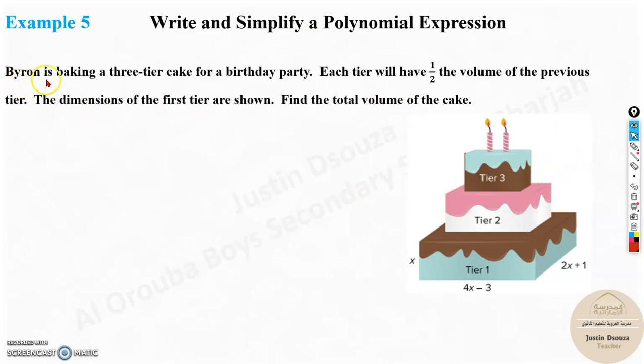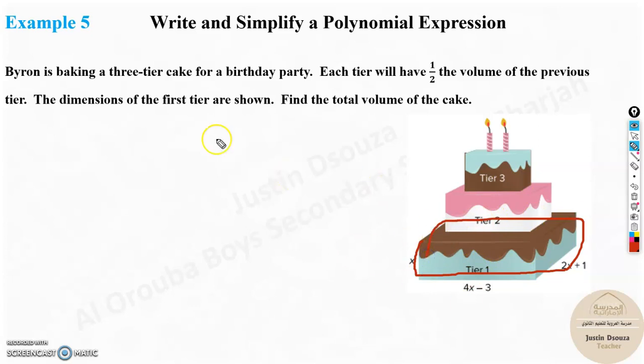Byron is baking a 3-tier cake for a birthday party. Each tier will have half the volume of the previous tier. The dimensions of the first tier are shown. Find the total volume of the cake. So over here you can see this is a 3-tier cake, and this one is the biggest one.